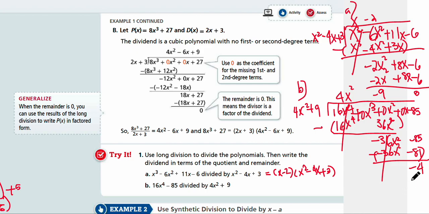You're going to write it in terms of the quotient and the remainder. So you can write these two factors, 4x squared plus 9 and 4x squared minus 9, and then the remainder. So you'll just subtract negative 4, okay? So let's write the factors. 4x squared plus 9 times 4x squared minus 9, and then you will subtract the remainder, negative 4. All right, so that was example 1, try it 1. We'll continue with the next example in the next video.